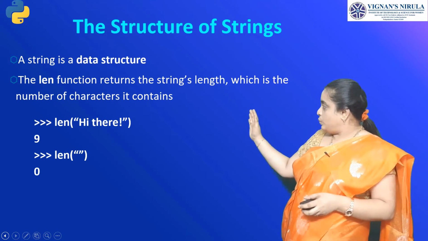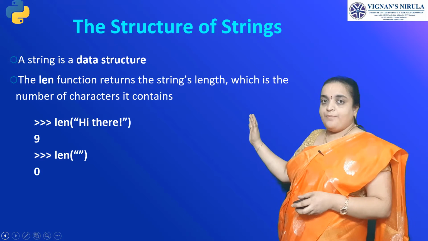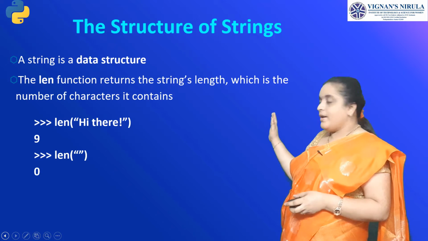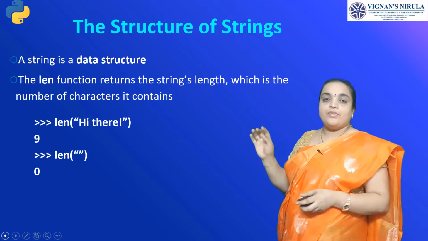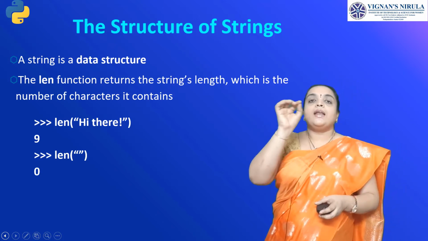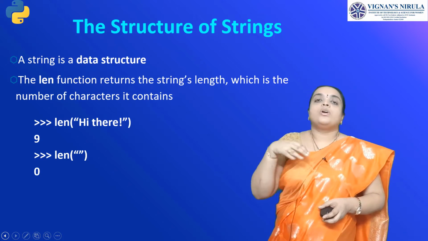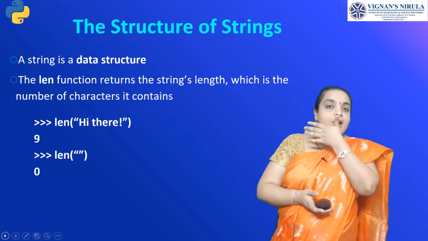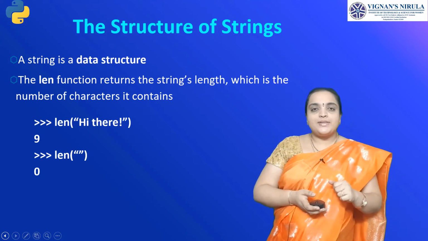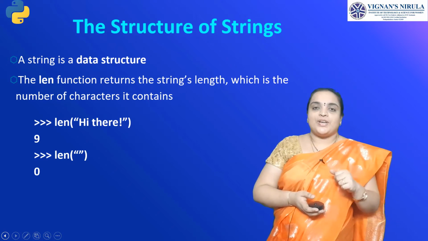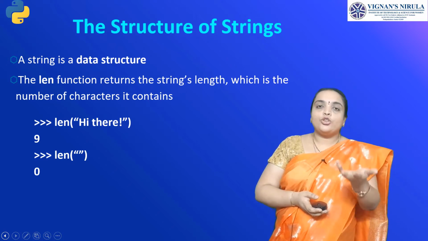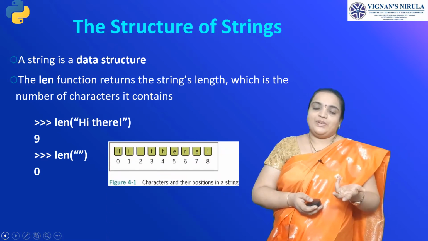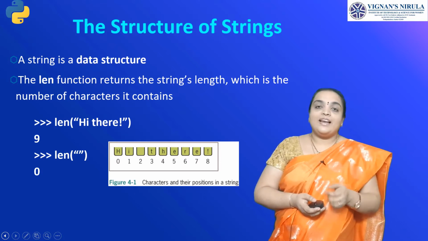So how many characters are there in this string? H is 1, 2, and the space takes another character, 3, 4, 5, 6, 7, 8 and 9. With the exclamatory mark, it will take 9 characters totally. So, what is the length of that specified string? The length of the specified string is 9. Is it okay, students? Then, talking about an empty string. If you give an empty string, what is the length of an empty string? The length of the empty string is 0. Is that clear? So that is the use of the len function.